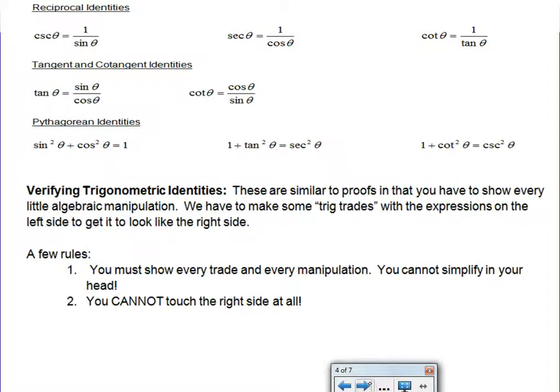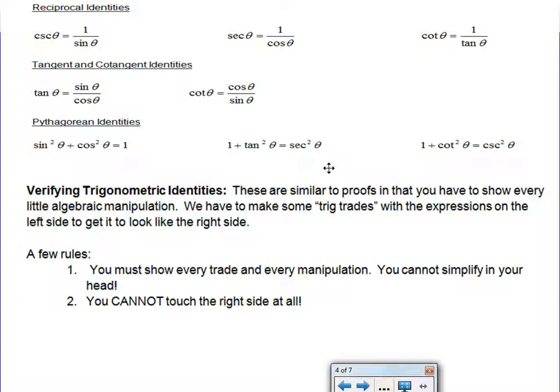Okay. Back to your notes now, please. The next section of your notes says verifying identities. What was the question? We haven't done those yet. Okay, verifying identities is the same thing as me saying basically prove this to me. And I know the word proof sends chills down some of your spines, but we can do this.